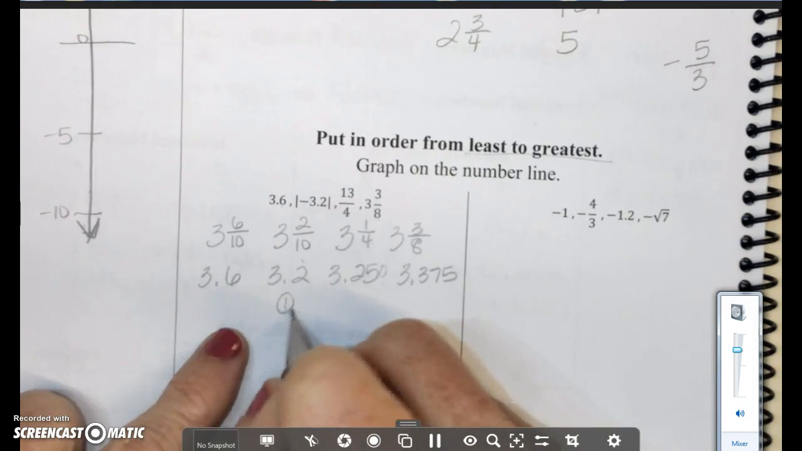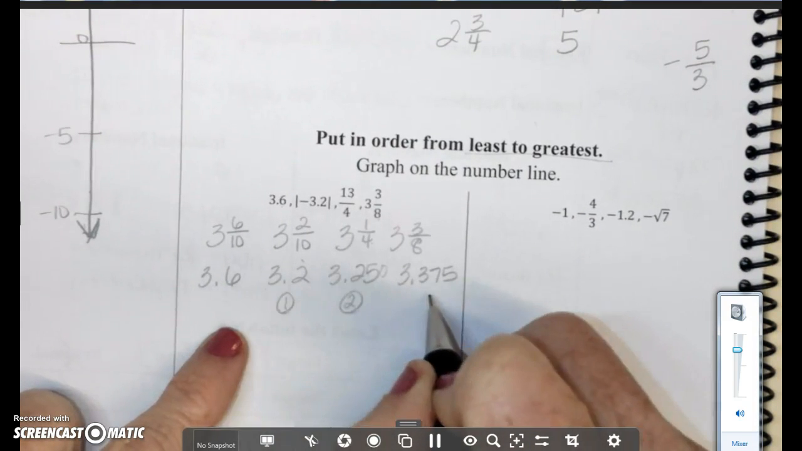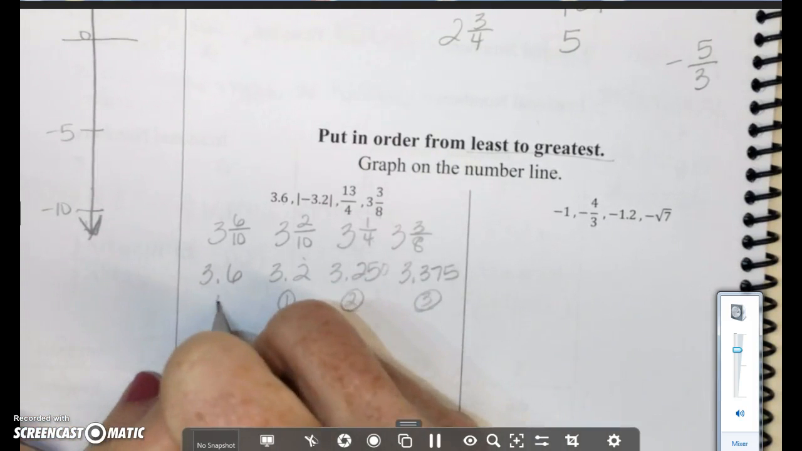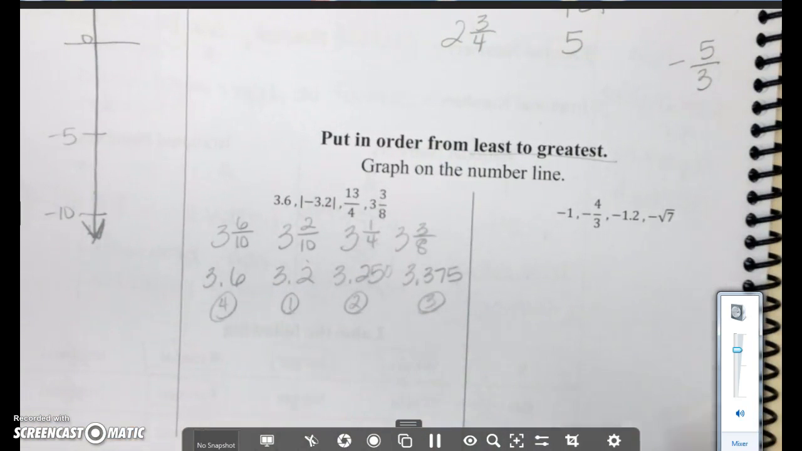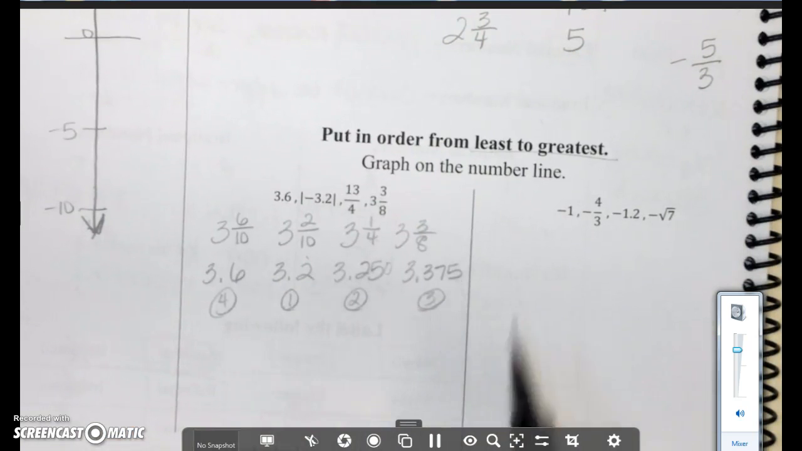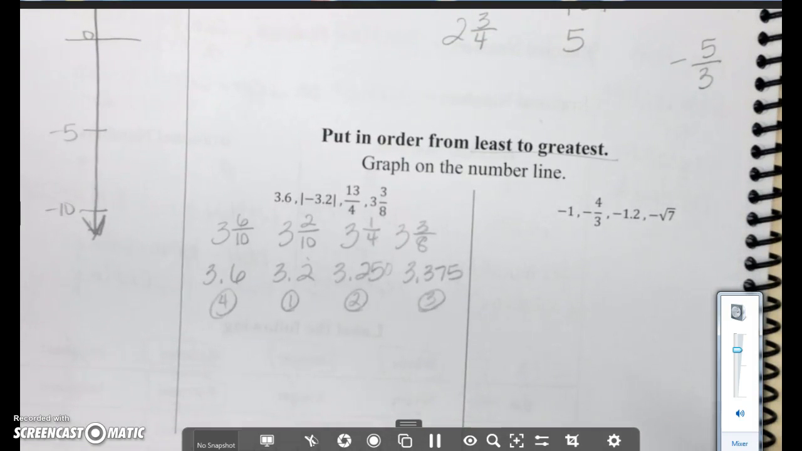So this one would be smallest, next smallest, and largest. Okay? So where you're going to put those, they're all going to be kind of squashed in here between these two, but this is the order they would be. So 3.2 would be about here, 3.25 really close next to it, 3.375, and then 3.6 out here. Okay?